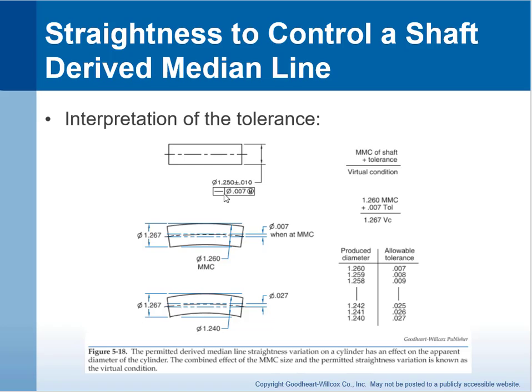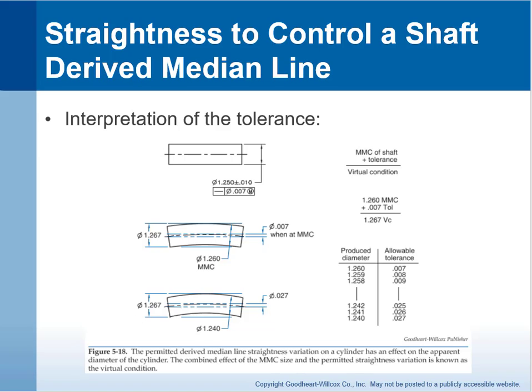And then we have this straightness tolerance of 7 thousandths. So once we add the 7 thousandths to our MMC boundary, we get 1.267. That is our virtual condition. Think of it this way: if the part is made at its maximum size of 1.260, it's allowed to vary in straightness by 7 thousandths. What this does for us is that as the part deviates from its maximum material condition, it can handle more allowable tolerance and still fit within the virtual condition boundary of 1.267.